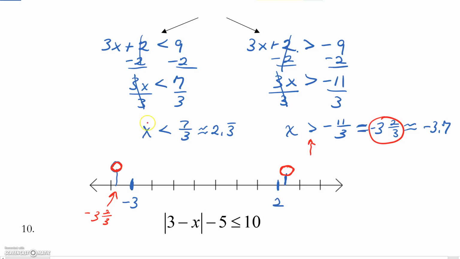Well, if we start over here, we have to be less than 7/3. That's less than 2.3, and that 2.3, or 2 1/3, is over here. That's the same as 7/3, by the way. We need to be less than that, so we need to shade this way. And then if we go over to this side, we've got x greater than negative 3.7, or negative 3 2/3, so we need to shade this way. And once again, we see that we have an and inequality.